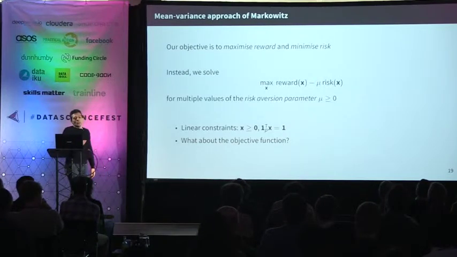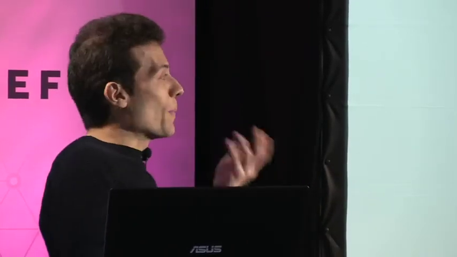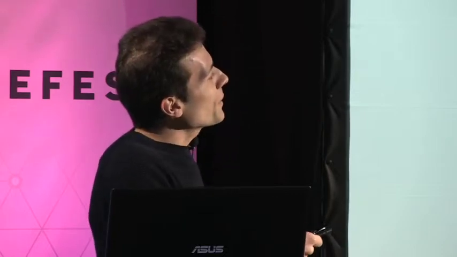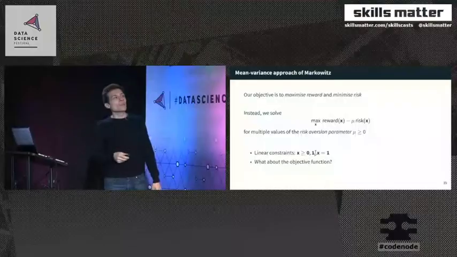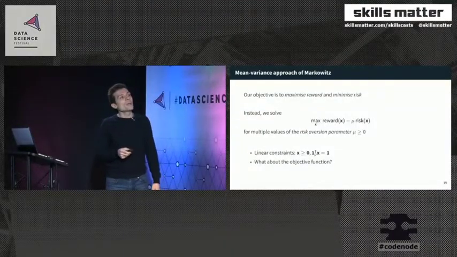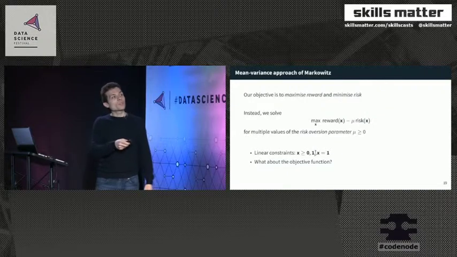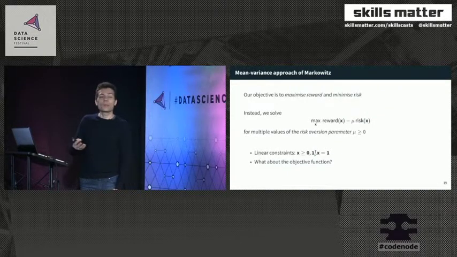Now, what you would like to do ideally is get the maximum reward possible and the minimum risk possible, which of course is impossible because you cannot minimize and maximize two things at the same time. What you can do though is solve this problem, and this problem has the reward, which again is just the mean return, and then it's got the risk, which is that variance, or that variance-covariance function when you have a portfolio.